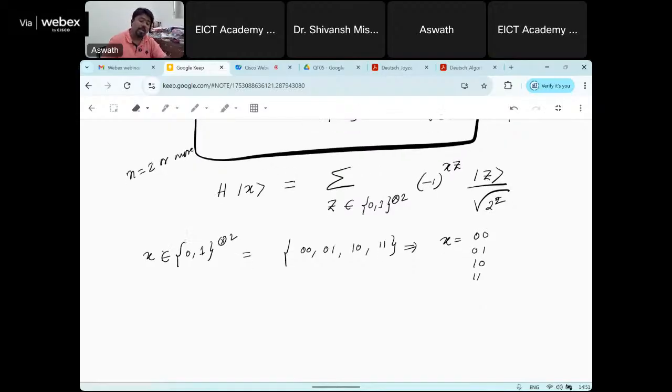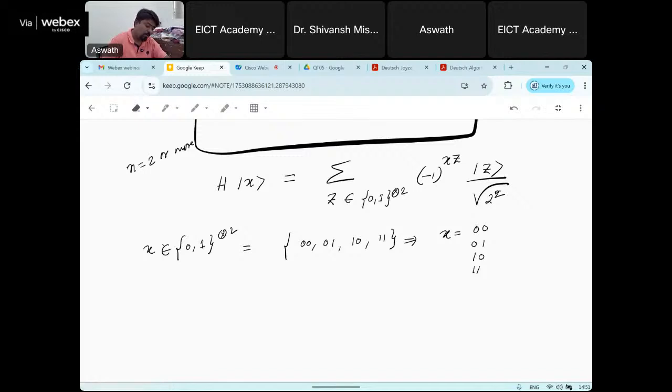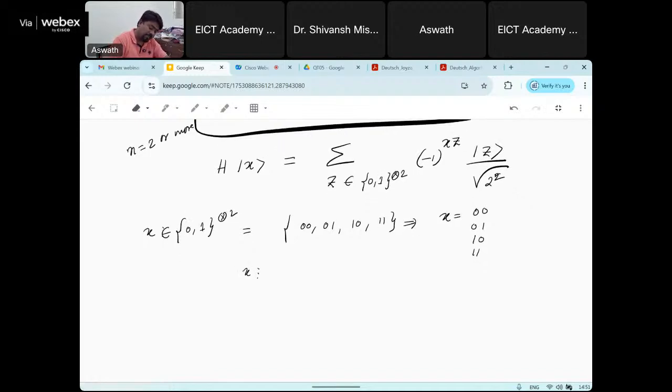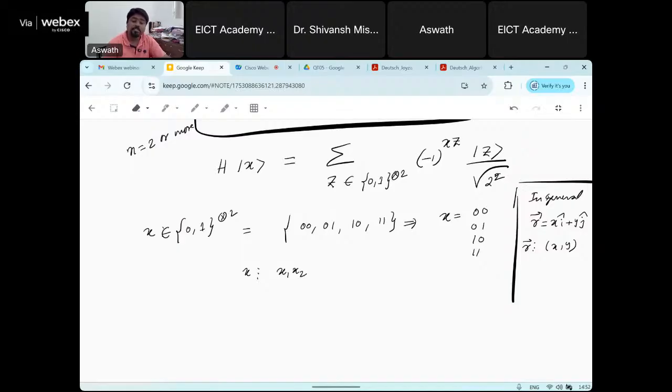So to make our life simple, what I will do, I just write x as something like x1 x2, just like some kind of a vector, but not a vector. A two-dimensional vector means two input arguments, two coordinates will be there. Like vector r would have xi plus yj, we will represent r vector as (x, y) points. That is what in general we will write.